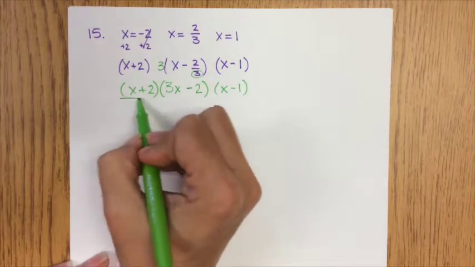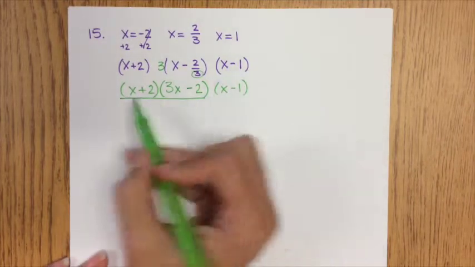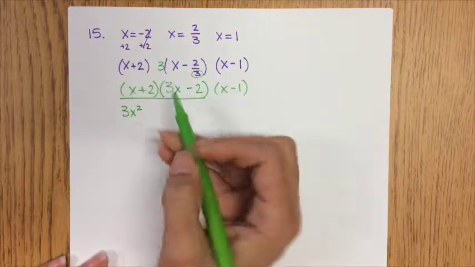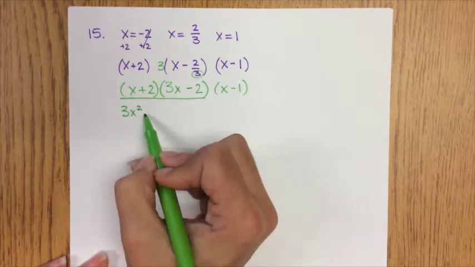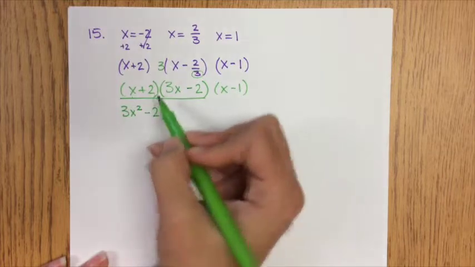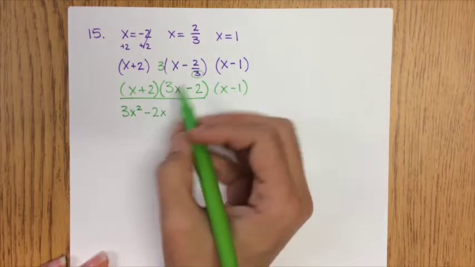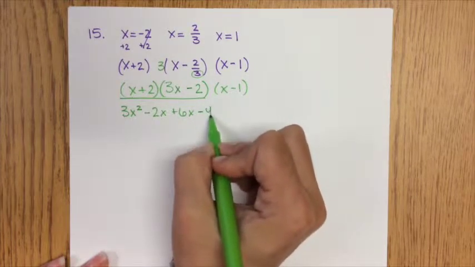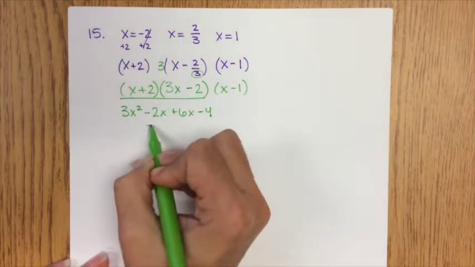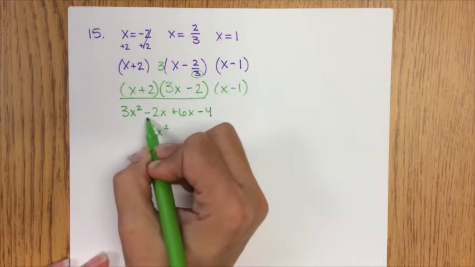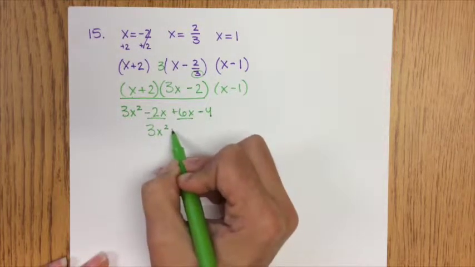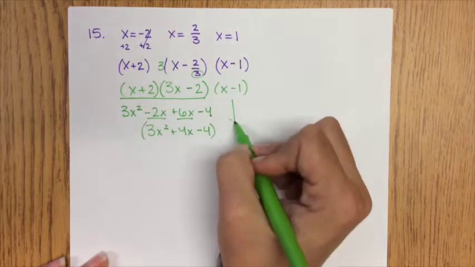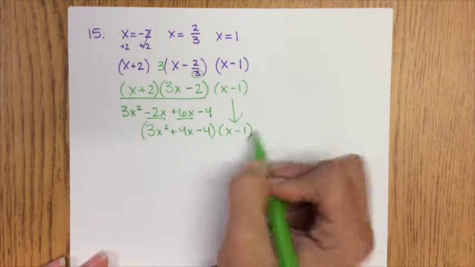So let's start right here and multiply these guys together. X times 3x, 3x squared. X times negative 2 is negative 2x. 2 times 3x is plus 6x. 2 times negative 2 is negative 4. Let's clean that up. 3x squared, combine like terms, so plus 4x minus 4. Bring this guy down, x minus 1.